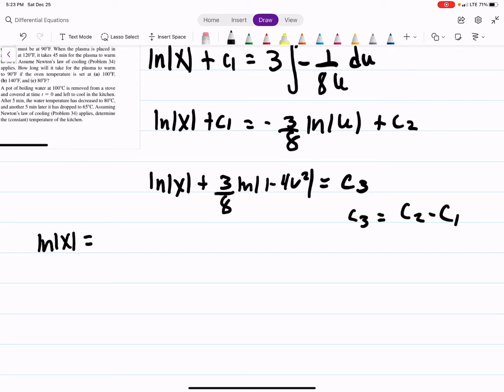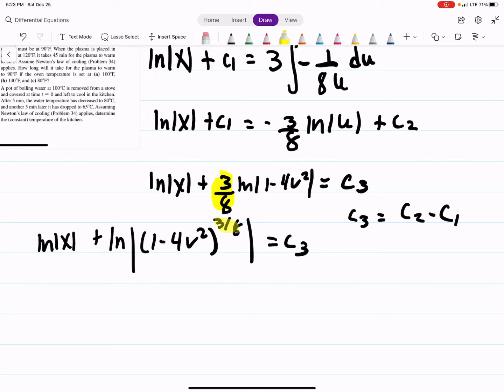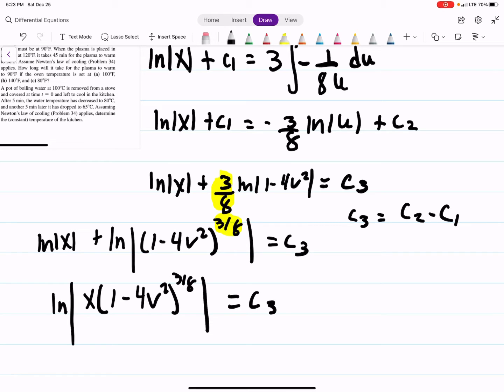I can say this is equal to, plus the natural log of 1 minus 4v squared to the 3/8 power equals C3. So I just take your multiplier out here, and it becomes the exponent inside the log. Hopefully you remember that log property. If not, well, that's what it is. The other log property is that we can rewrite this as the multiplication of the two arguments, since we have the addition of two logs. So these two lines are just log properties.